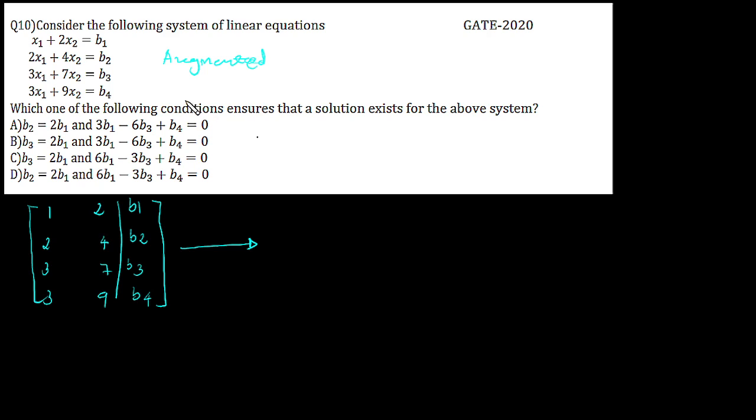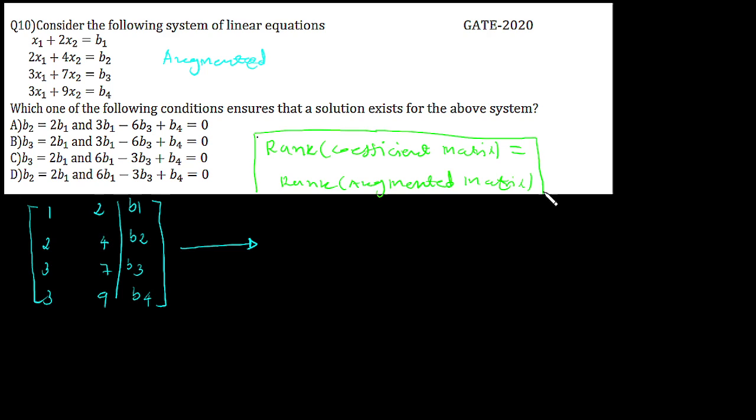And the necessary condition for the solution of any system of equations is that if the rank of the coefficient matrix is exactly the same as the rank of the augmented matrix, then I can say the system is consistent. The necessary condition for the consistency of any system of linear equations is this condition. The rank of the coefficient matrix must be the same as the rank of the augmented matrix.